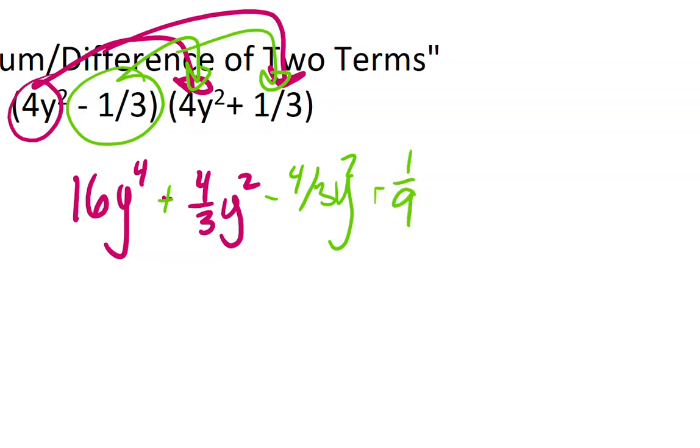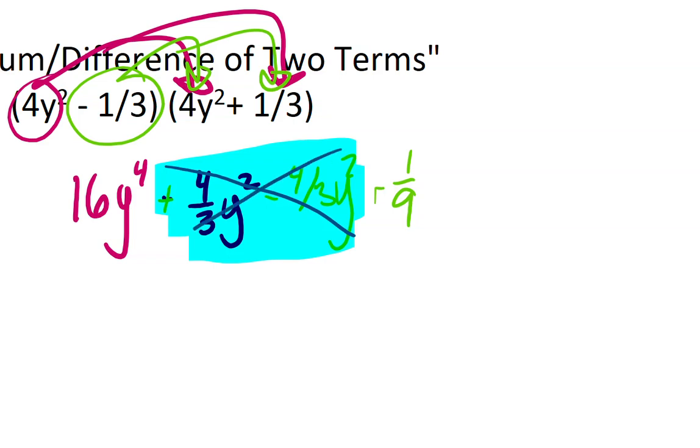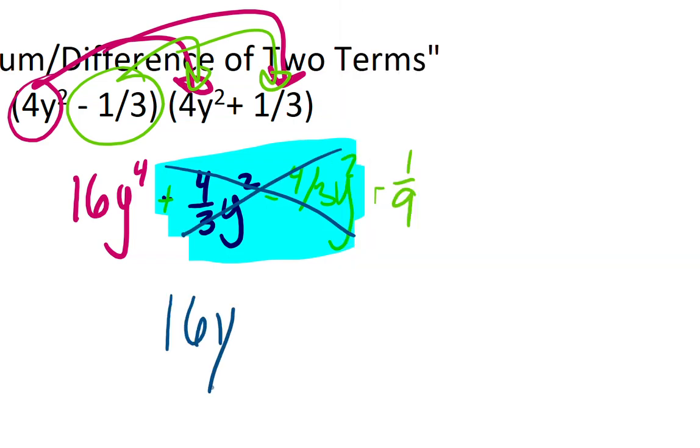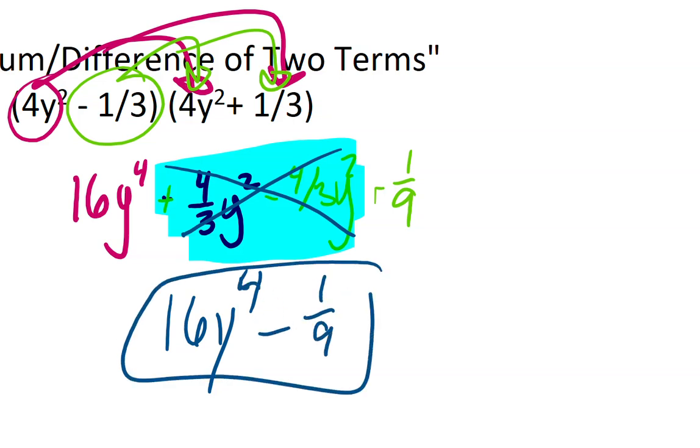Okay, now here's what we need to notice. This and this are the exact same term, but they're opposites. So what's going to happen? They cancel out. And what you're going to end up with is 16y to the fourth minus 1/9. And you end up with a binomial. And that's an important thing to understand and to kind of think about.